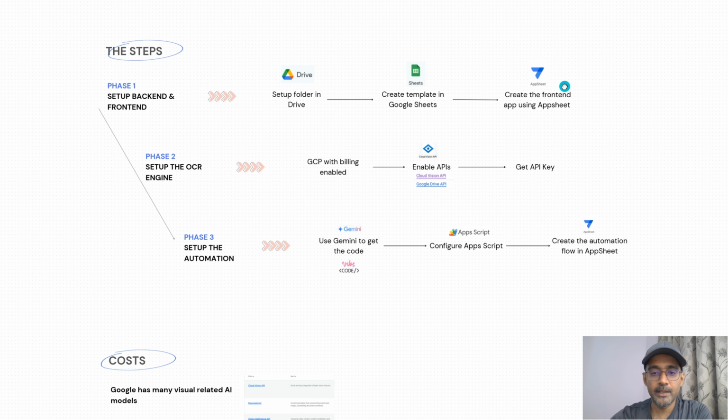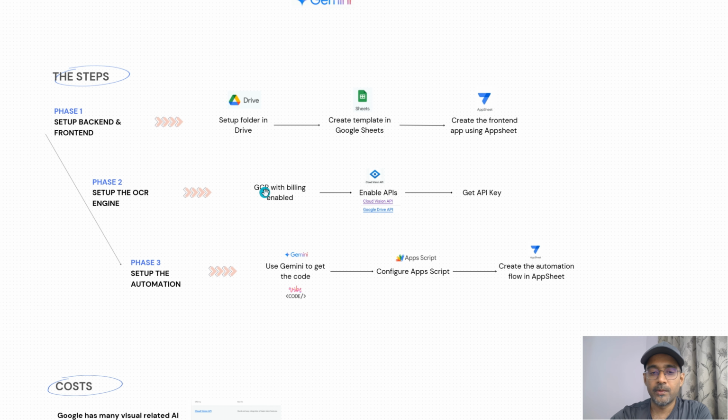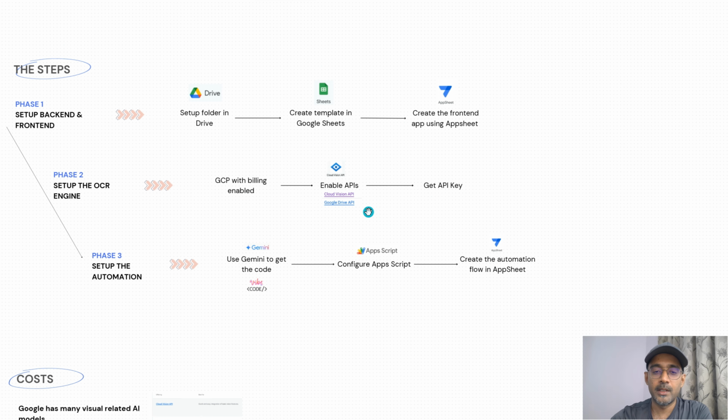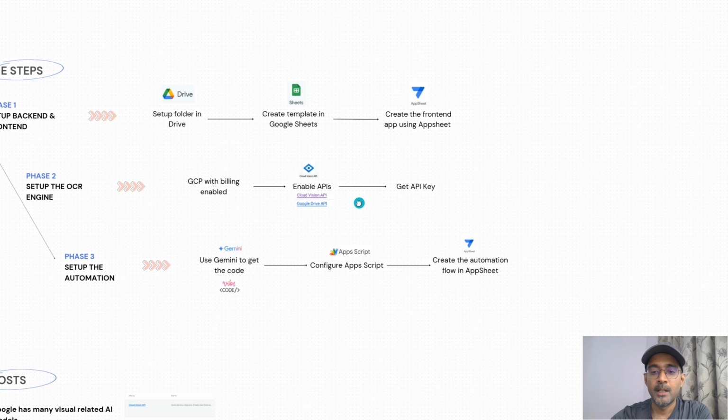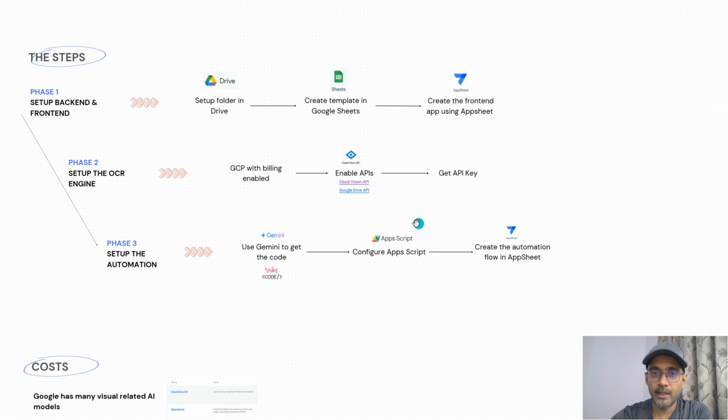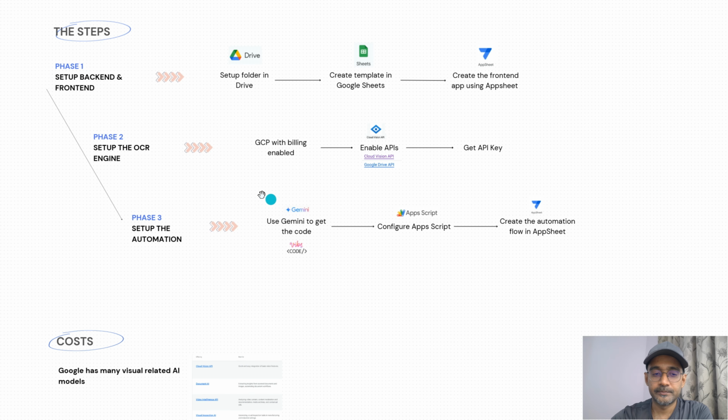And then once this is done, we'll be setting up the OCR engine, which is part of Google Cloud Platform. So obviously for this, you need to have your Google Cloud project ready with your billing enabled. And then we'll be enabling two APIs in this case. The critical one is the Google Cloud Vision API, which is the OCR engine, and then of course the Google Drive API if it's not enabled in your case. And then we'll be using Google's API key, which will then be fed into our AppScript.